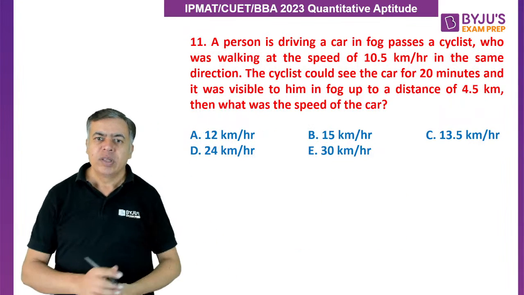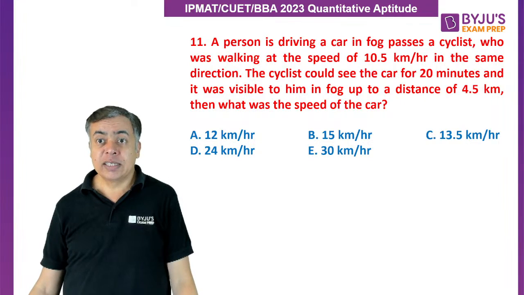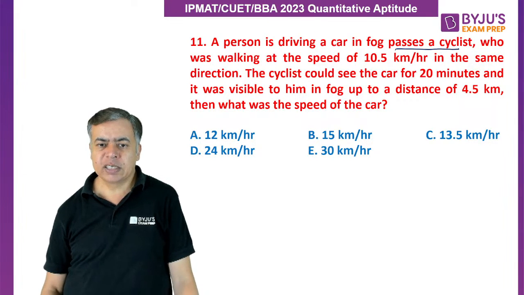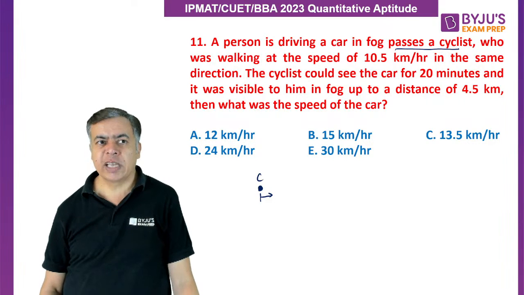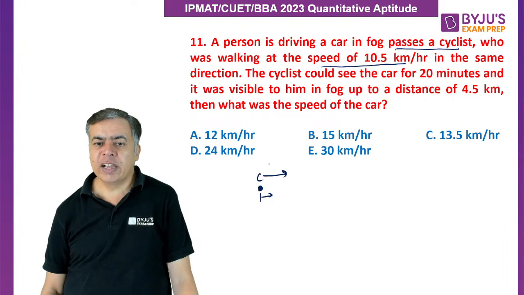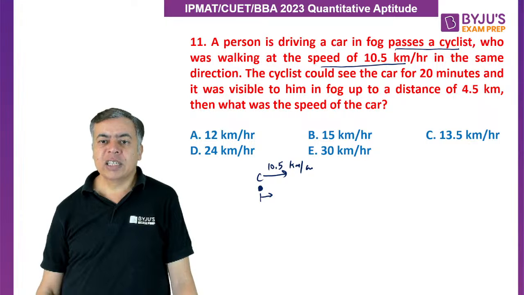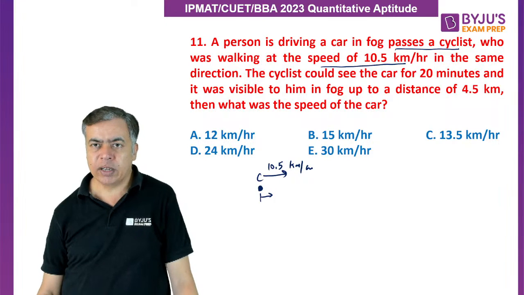Next one. A person is driving a car in fog, passes a cyclist. This is a logical question, a good question. Suppose the cyclist is here, and this person passes from here, so he is at the same point. The cyclist is traveling at 10.5 km per hour. In the same direction, the cyclist could see the car for 20 minutes, and it was visible to him in fog up to a distance of 4.5 km.